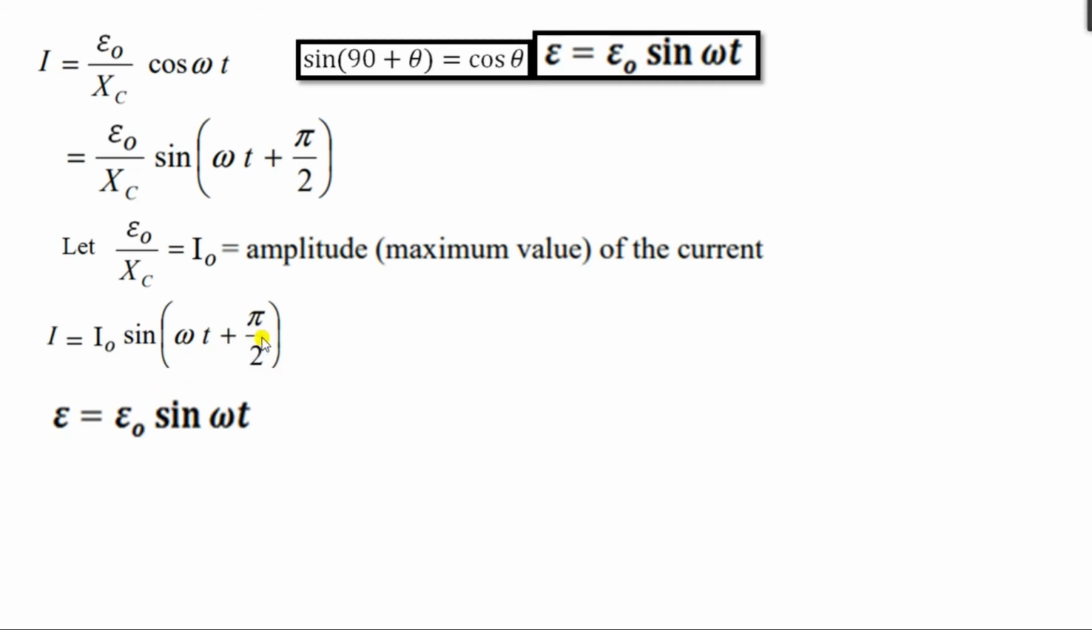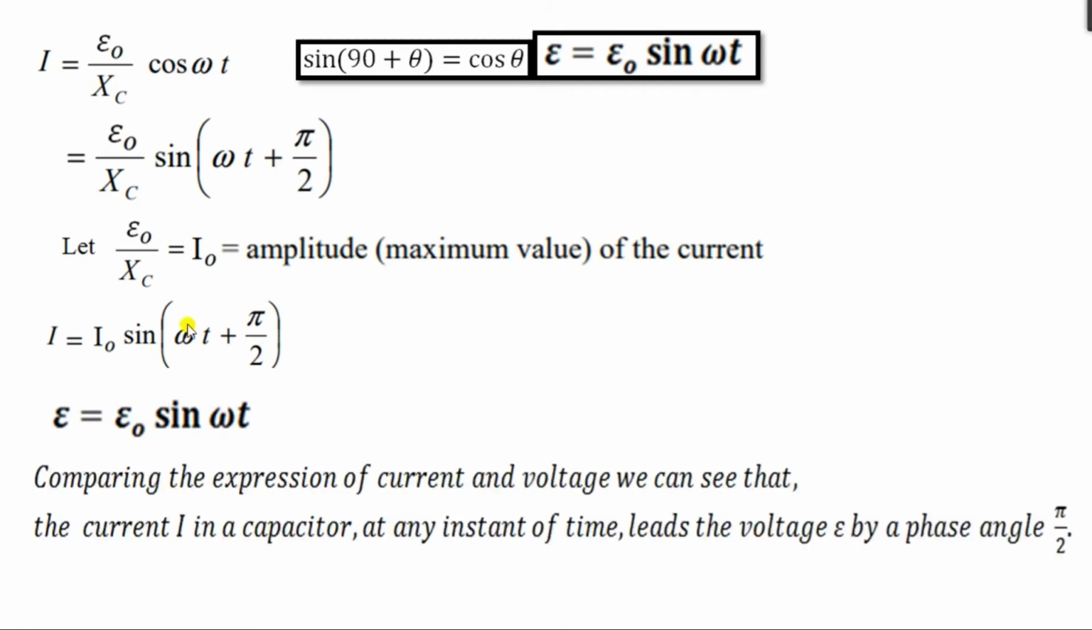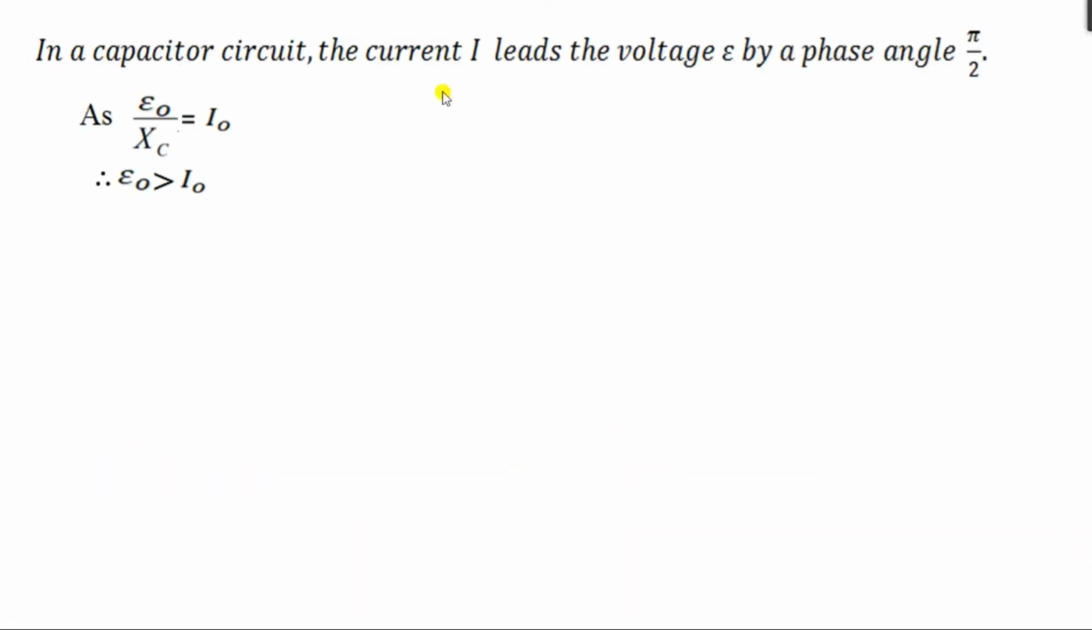That means the angle of current is leading the angle of voltage. So we can say in a capacitor circuit the current leads the voltage by a phase angle of pi by 2. Now we'll understand this using a phasor diagram.